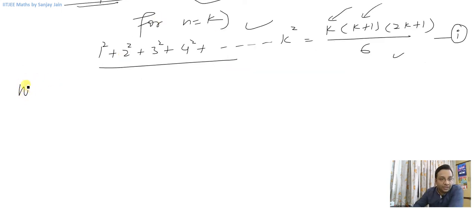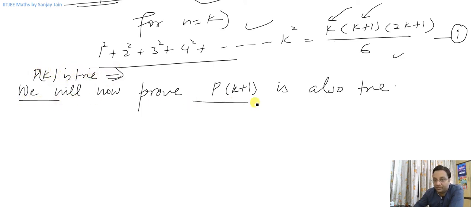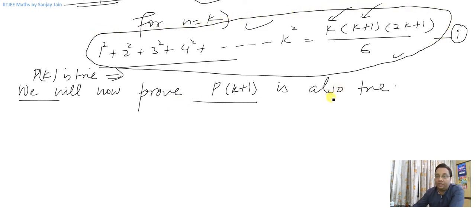Okay, so we will now prove that P(k+1) is also true. The fact that P(k) is true should imply that P(k+1) is true. That means we will use the statement for P(k) to prove that P(k+1) is true.